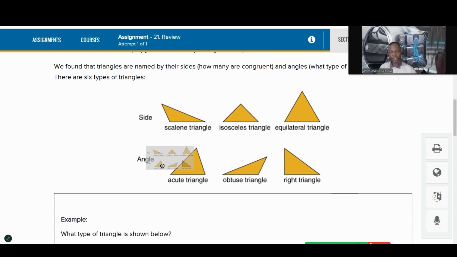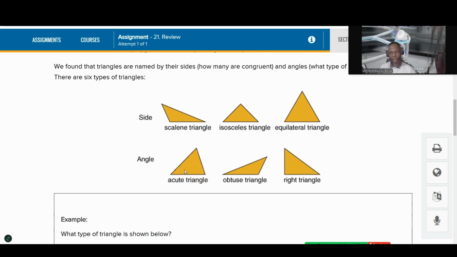This is an acute angle triangle simply because it has all of the angles less than 90 degrees. And this is an obtuse angle triangle because one of its angles is greater than 90, while this is a right angle triangle because one of the angles is 90 degrees.